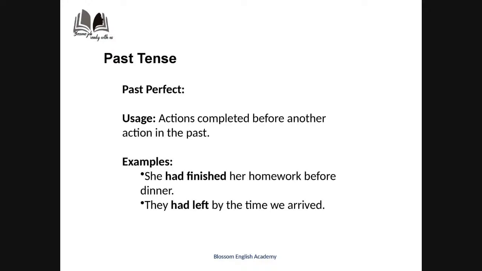They left. So which action happened first? So first one is they had left, right? Which means your friends have left first and then you arrived. They had left by the time we arrived, which means you both didn't get to meet because your friends have already left.